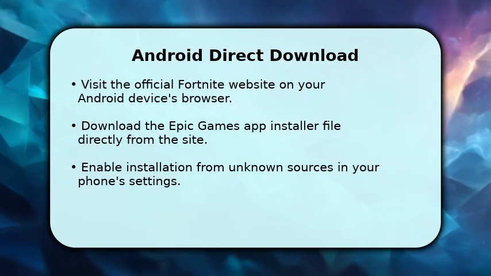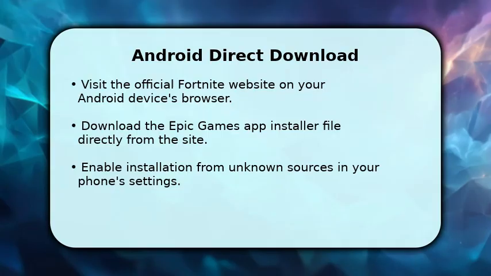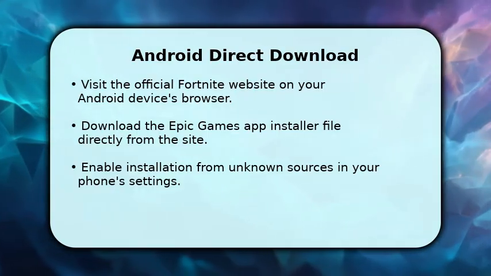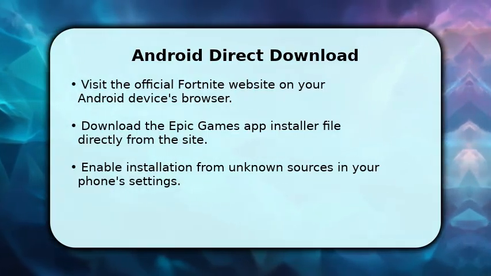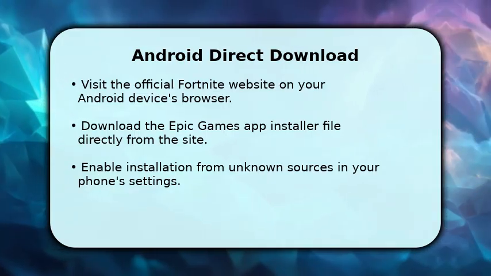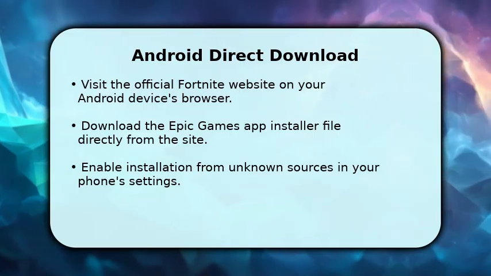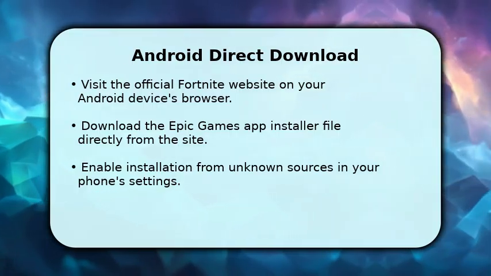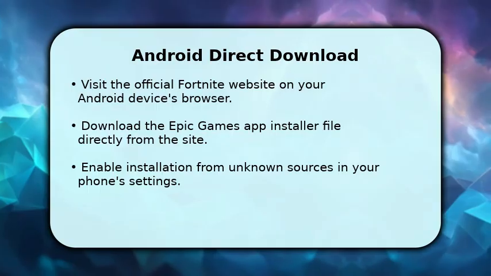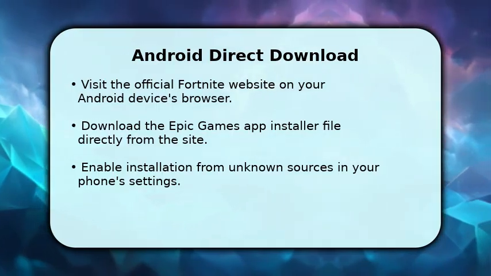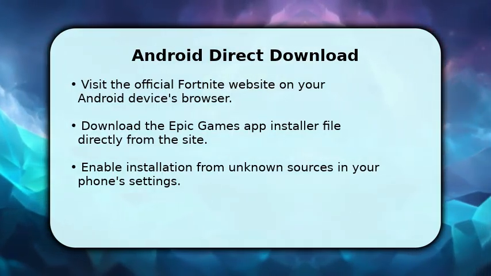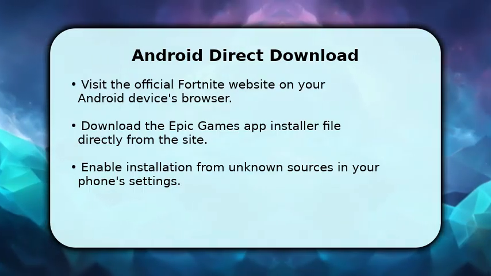For Android users, the primary way to get Fortnite is through the Epic Games app. First, open your phone's web browser and go to the official Fortnite website. You'll find a download link for the Epic Games app. Before installing, you'll need to allow installations from unknown sources in your device's security settings. Once the Epic Games app is installed, open it, find Fortnite, and proceed with the game download, which is typically several gigabytes in size.